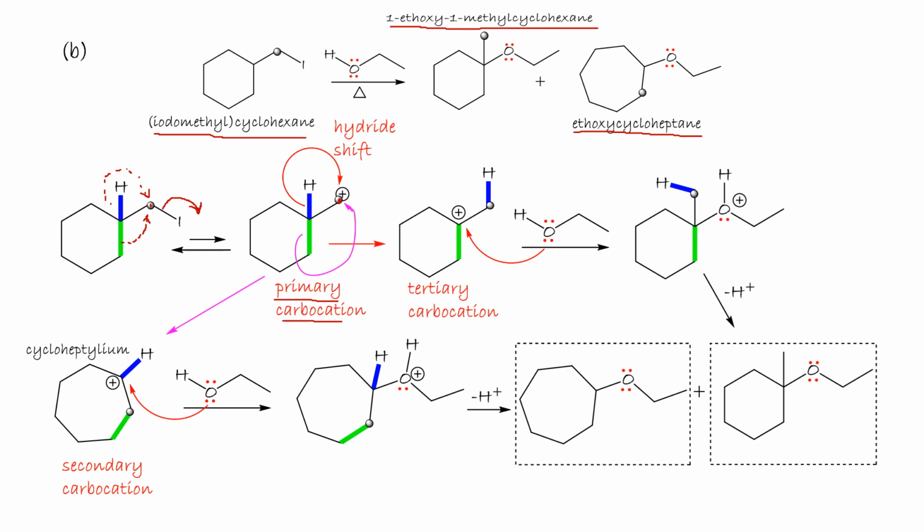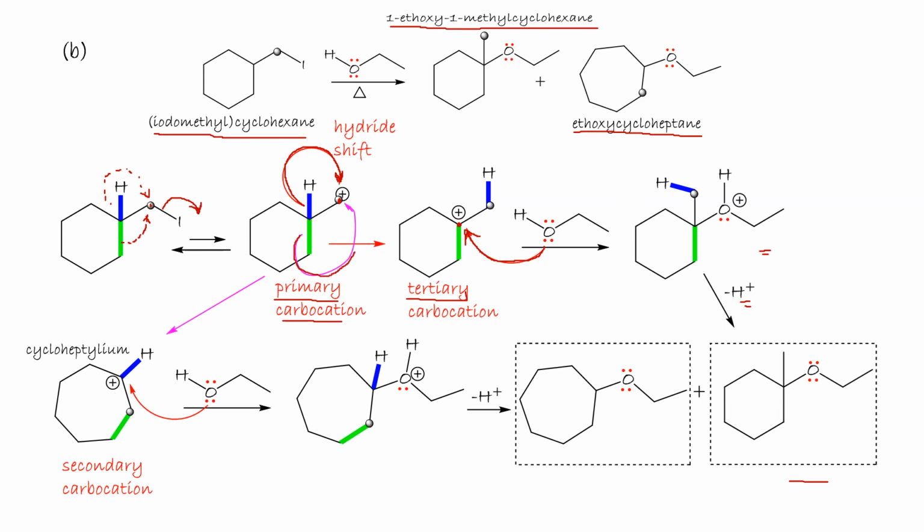One of the pathways will be hydride shift. From primary, we'll get a tertiary carbocation intermediate, which will be attacked, nucleophilic attack, by an ethanol molecule to form oxonium. Deprotonation or proton transfer will lead to the formation of 1-ethoxy 1-methyl cyclohexane.